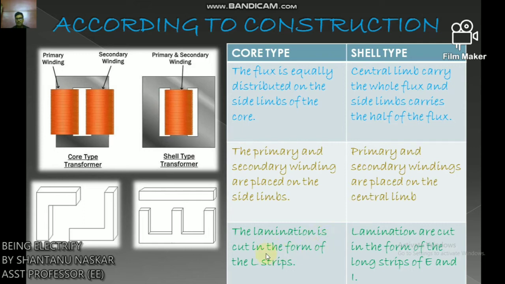Now the lamination is cut in the form of L strip. Look here, these are L strip, and in shell type the laminations are cut in the form of E and I strip. So E and I strip.